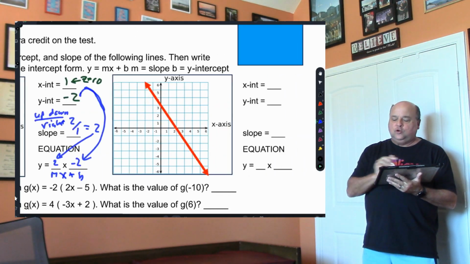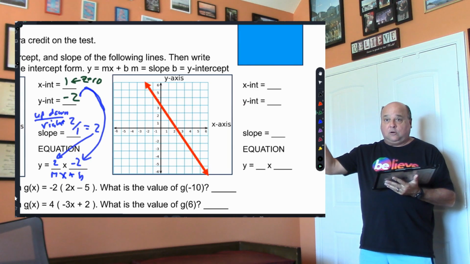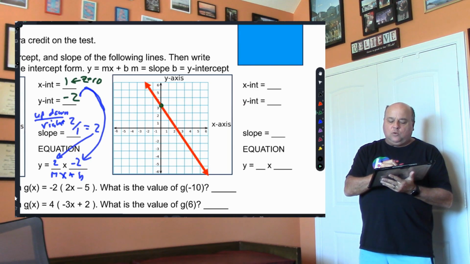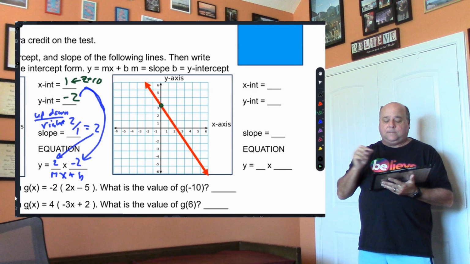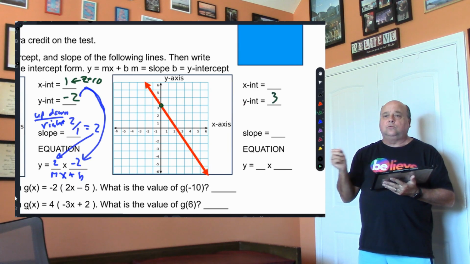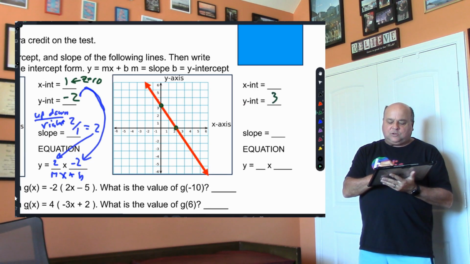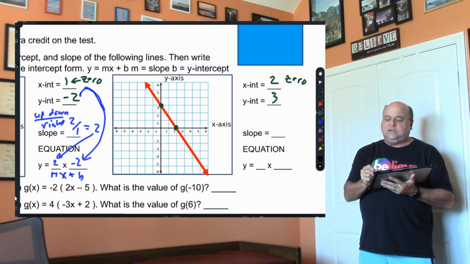Let's go to number 2, or the second graph. Okay, first thing you want to do is locate the y-intercept. The y-intercept on this one is 3. The x-intercept's right here, which is 2. That is also called your zero.